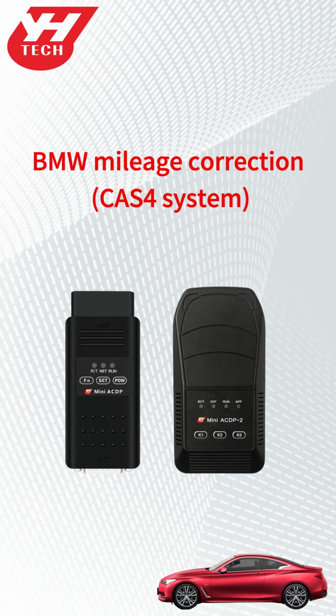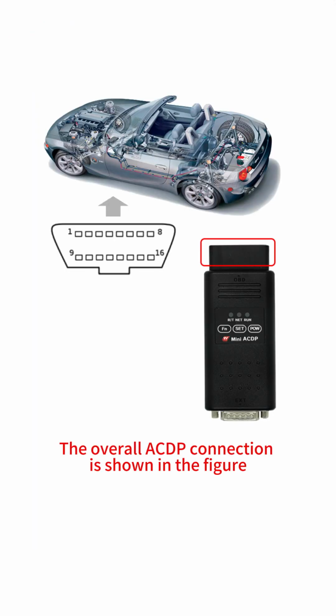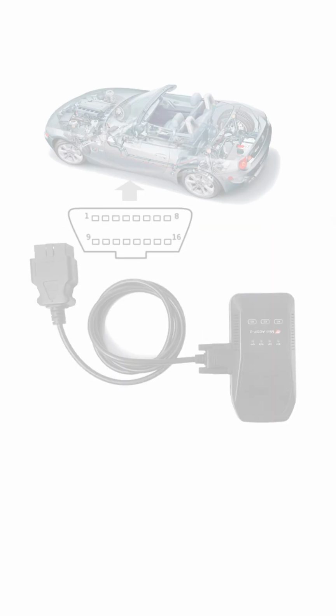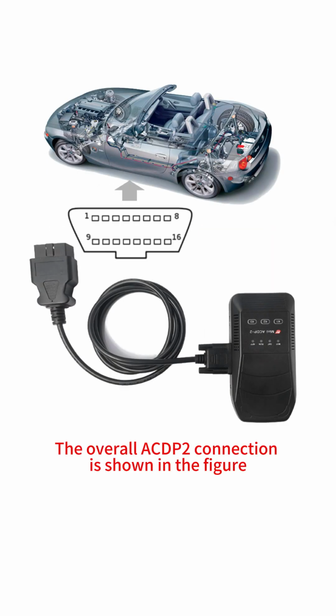This video will show you how to do BMW CAS4 mileage correction by ACDP and ACDP-2. Reset the CAS mileage via OBD, and correct the cluster mileage in ICP mode. The overall ACDP connection is shown in the figure. The overall ACDP-2 connection is shown in the figure.